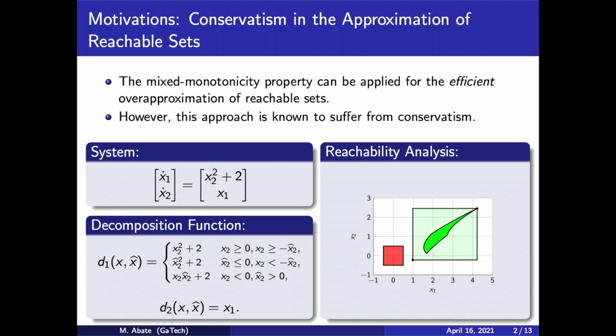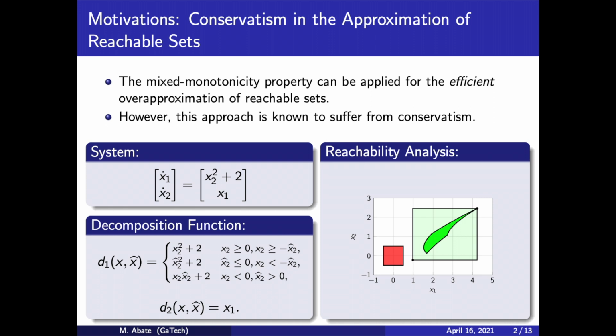So here there is a system, it's polynomial, it's shown on the upper left. We're going to form a decomposition function for this system. This is shown on the lower left, and then it's this decomposition function that is used to then approximate reachable sets as shown on the right. So in this example, in the figure, the red region is your initial set. The dark green region is your true reachable set on a time horizon of 1 time unit, 1 second. And the shaded green region is the approximation of your reachable set that you achieve when you apply the mixed monotonicity procedure using the decomposition function.